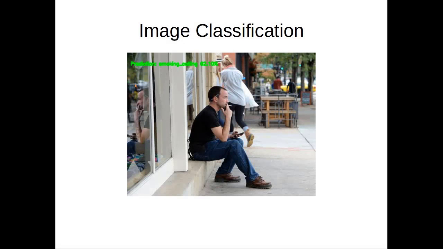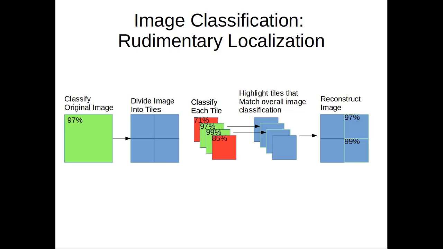This is an example of classification of an input image. The model accepts images resized to 299 by 299. We also performed rudimentary localization. We first classify the entire image. In this case, the image is green.